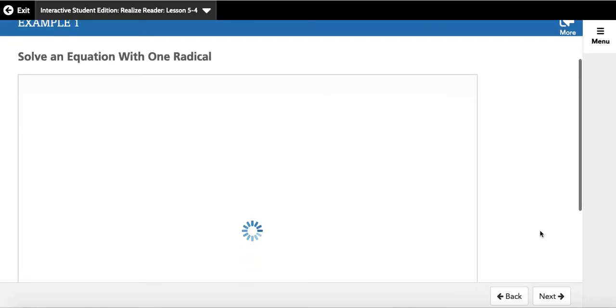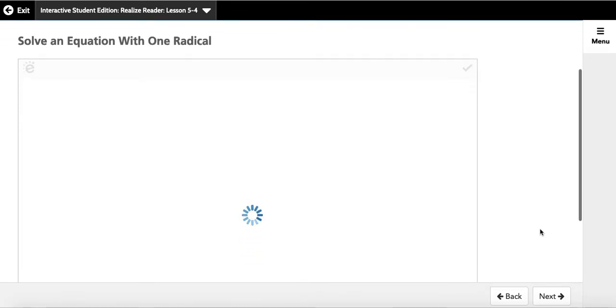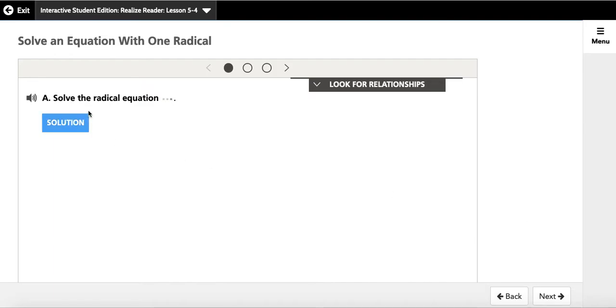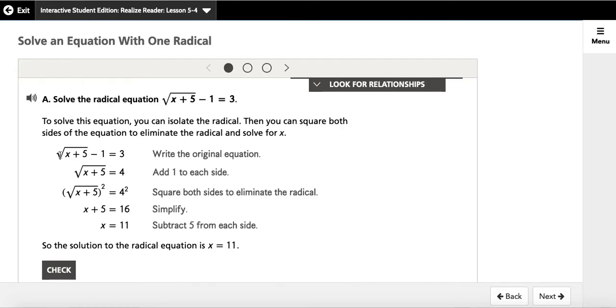Solve an equation with one radical. Here we have a radical equation: the square root of x plus 5, minus 1, equals 3. The first thing is to get the square root by itself, so we're going to add 1 to both sides. And then, this is what I hate, they show the whole solution and you don't really have time to process it. I add 1 to both sides to get the square root of x plus 5 equals 4. Then to undo the square root, we're going to square both sides.